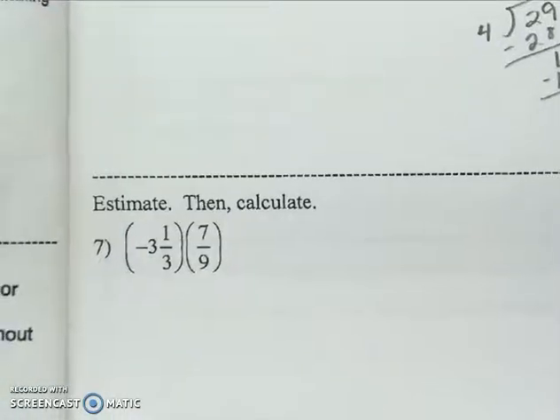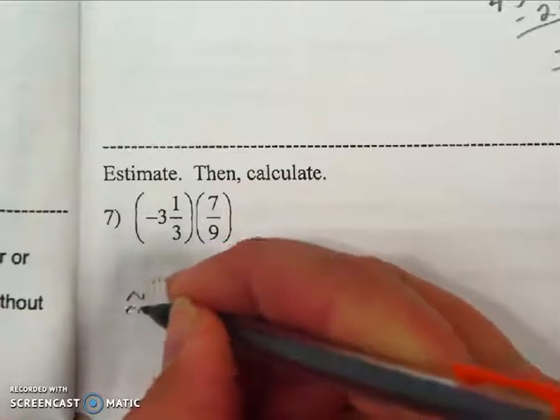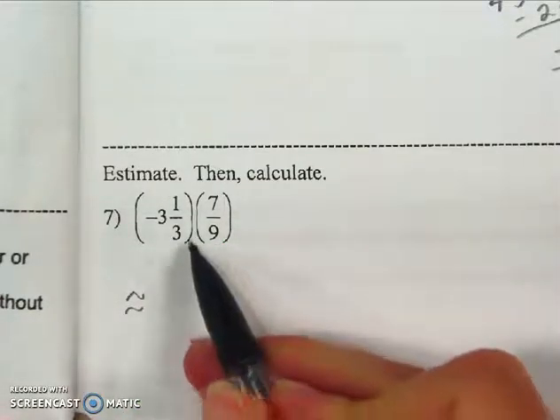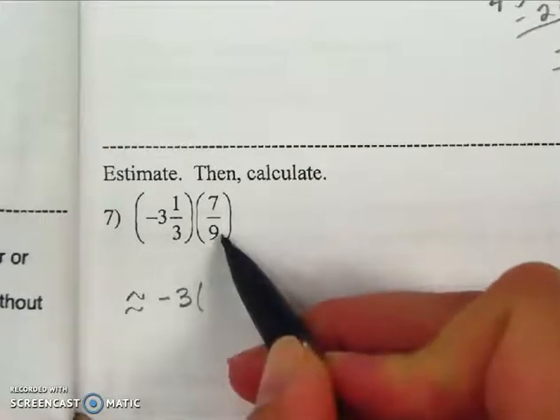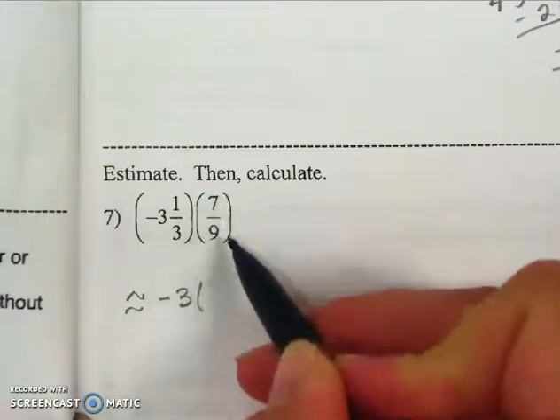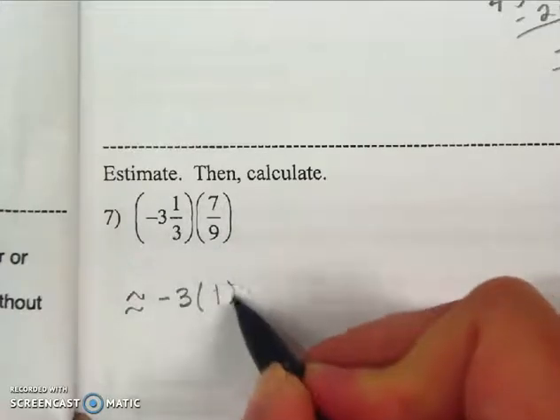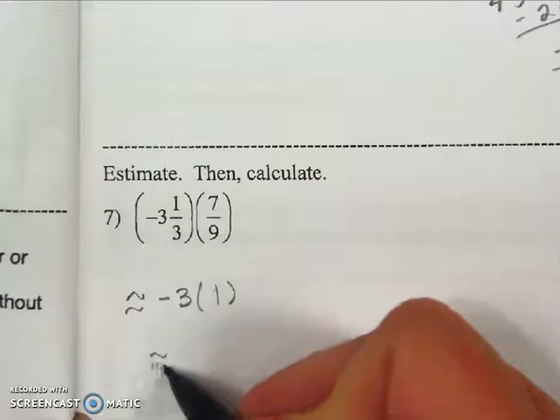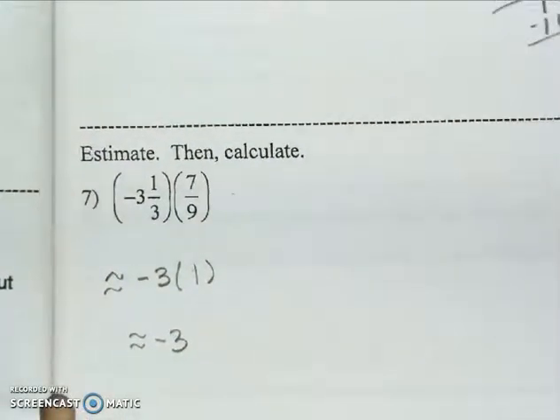All right, let's try that again. Number 7 down here. Let's estimate first. When we estimate, we use the little squiggle lines. So estimating this would be about -3 times, well, that's almost 1 because it's 7/9. That's almost 9/9. So I'm going to say that that's about 1. So my estimate would be that this is about -3.